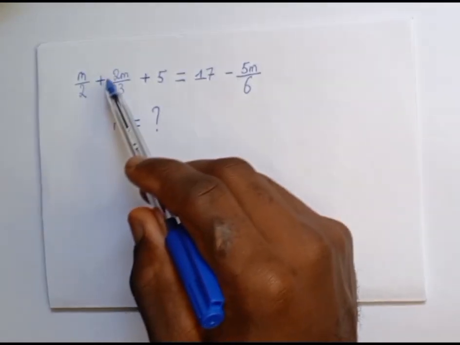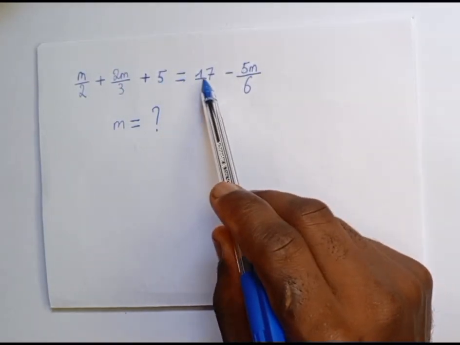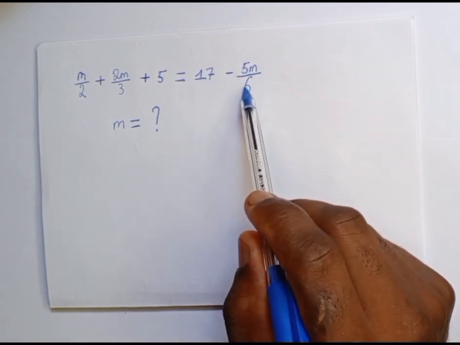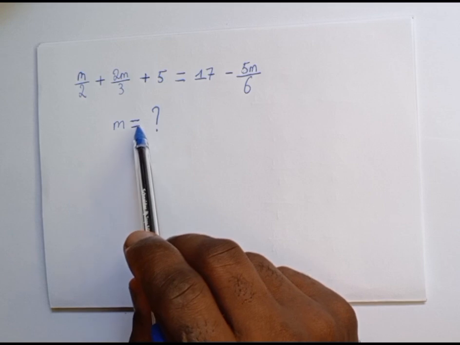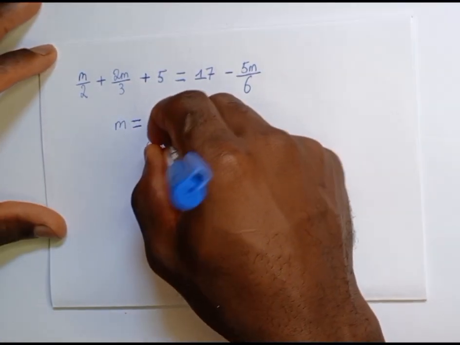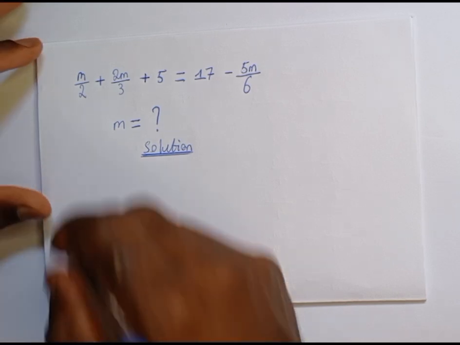m over 2 plus 2m over 3 plus 5 is equal to 17 minus 5m all over 6. We are looking for m. Take solution. For us to answer this question, we are going to bring all the terms in m to the left hand side, then we carry all the constant terms to the right hand side.